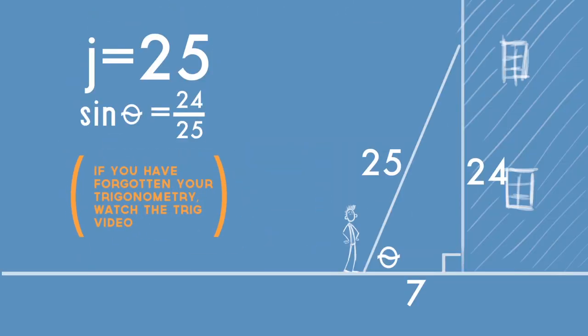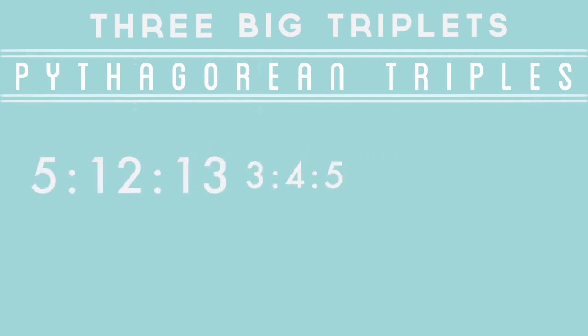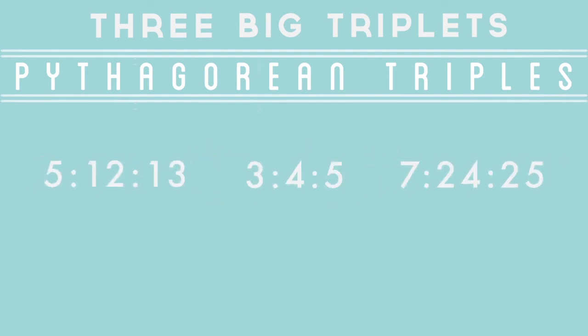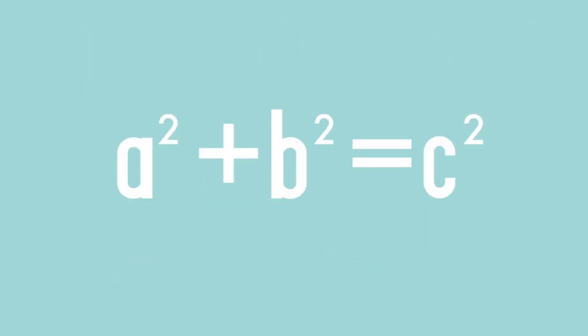On the ACT, look for common Pythagorean triples, the 3, 4, 5, the 5, 12, 13, and the 7, 24, 25. And know they are often scaled up. And if it's not one of your Pythagorean triples, then utilize the Pythagorean theorem.